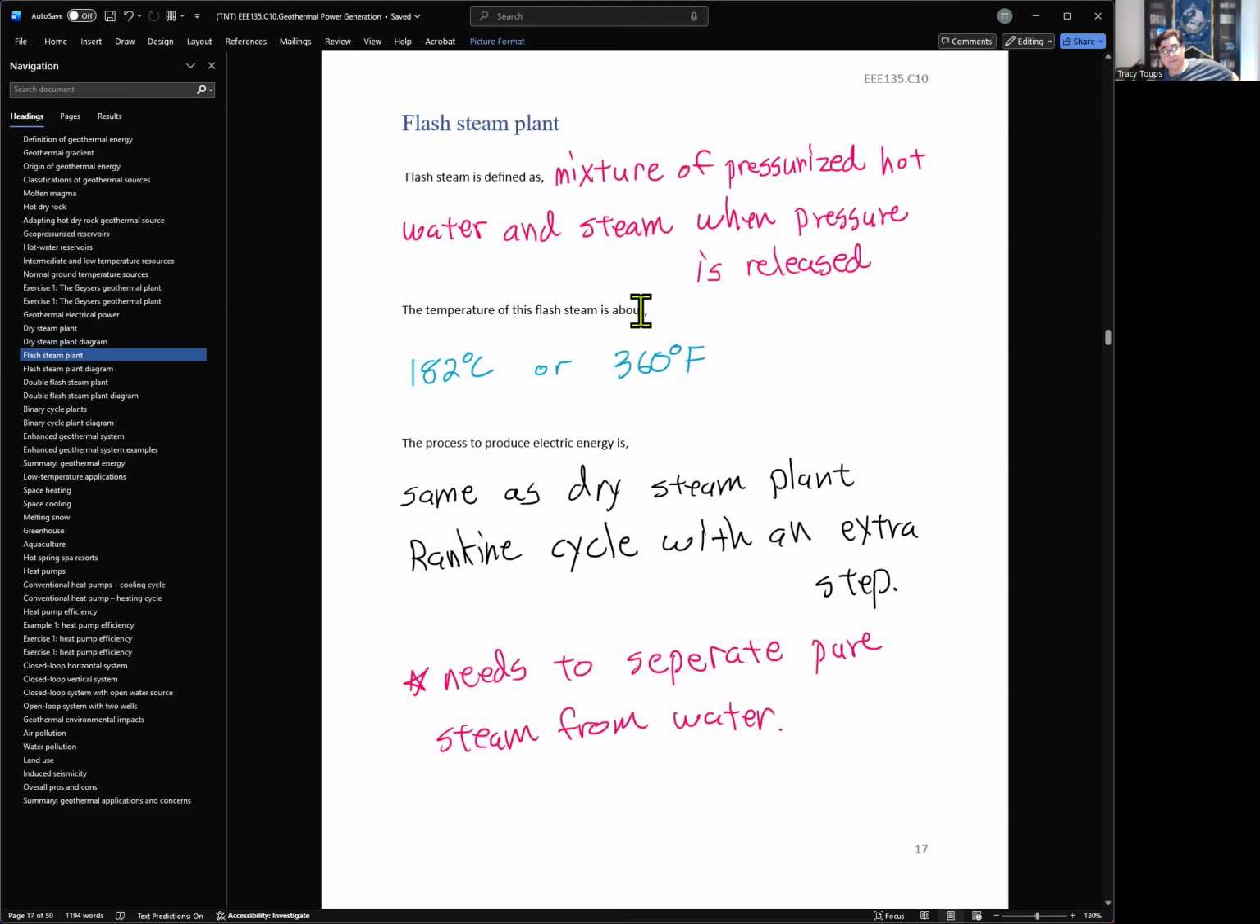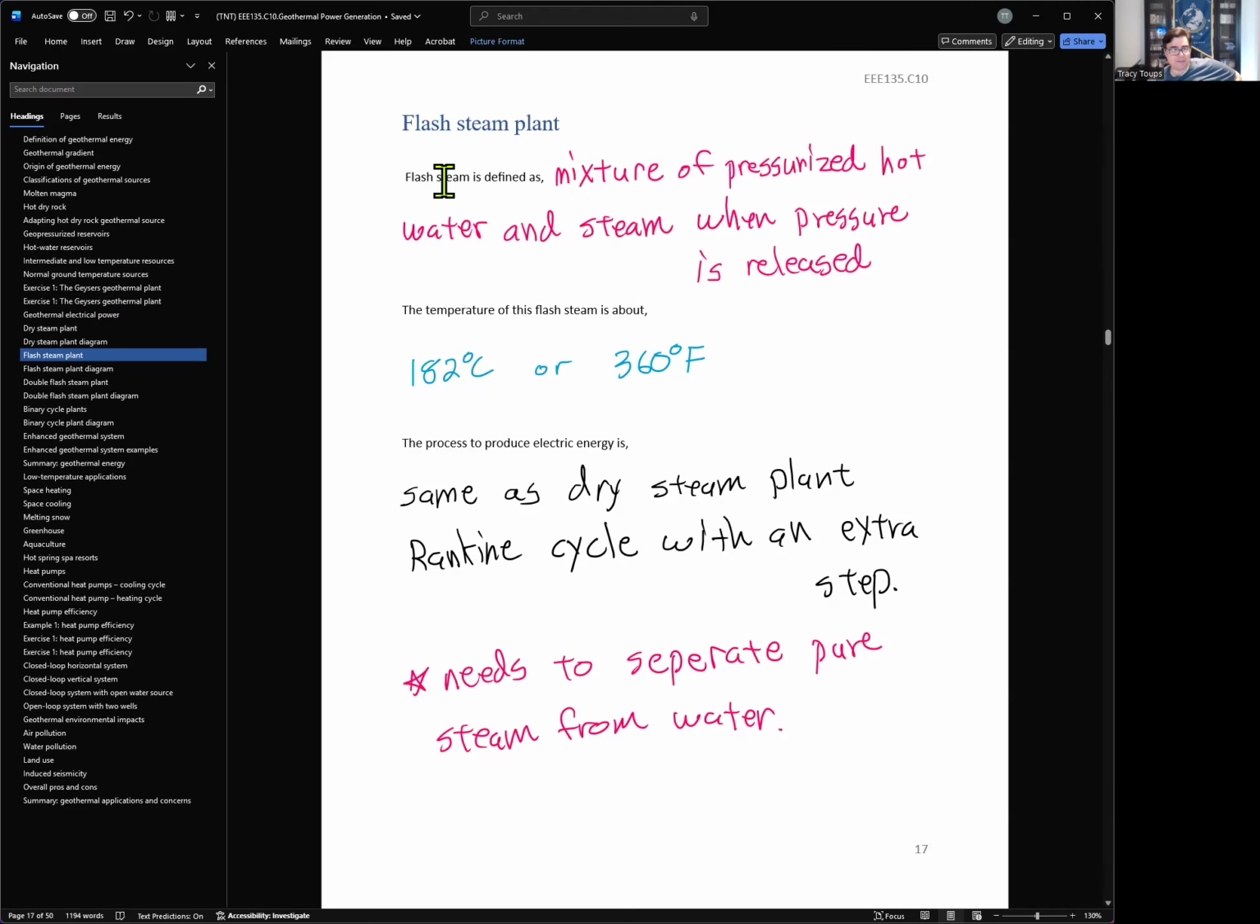Okay. Another version is a flash steam plant. Flash steam is basically a mixture of pressurized hot water and steam when the pressure is released. Think about a can that has water, and you heat it so high it wants to expand into steam. Remember, when water goes to steam, it physically expands into gas form. You need the volume to let it happen. If you don't have the volume, it's going to stay as water, and it's going to get higher and higher temperature. It'll go past the boiling point, but because you don't have the volume to let it expand, it's going to stay in liquid form. Okay?